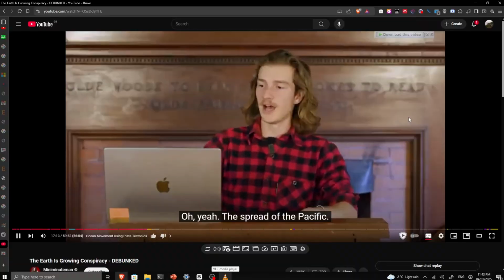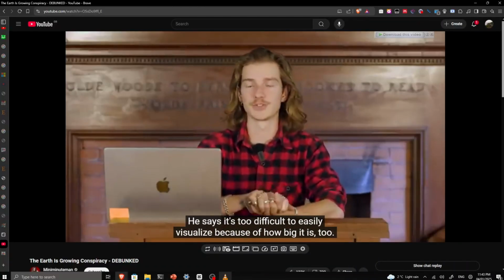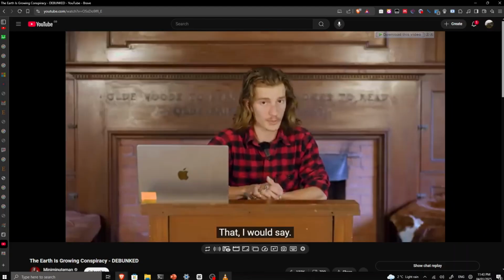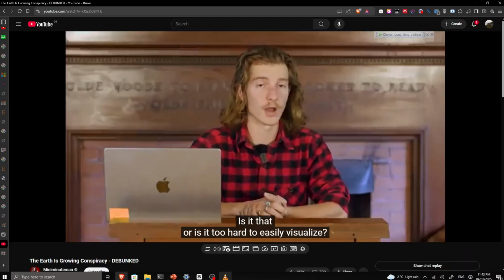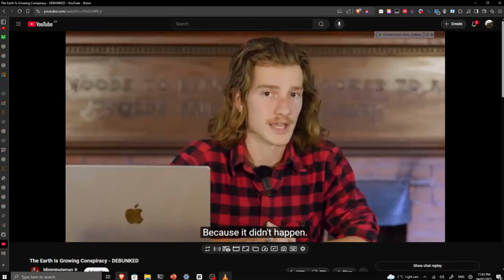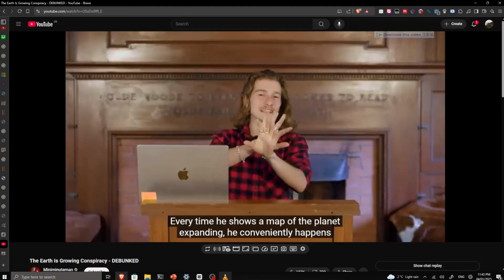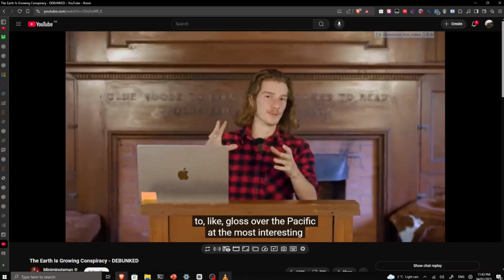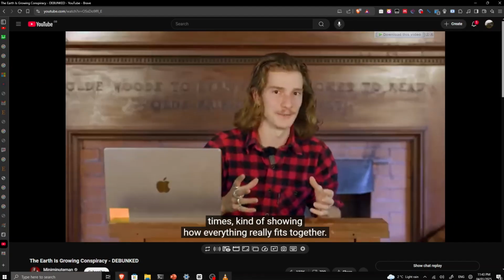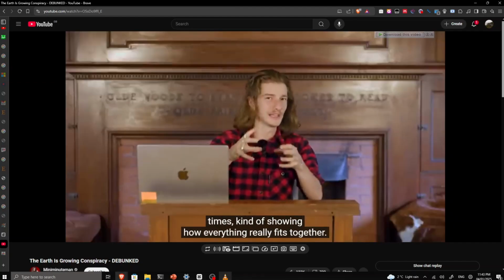Spread of the Pacific. He says it's too difficult to easily visualize because of how big it is. To that, I would say, is it that, or is it too hard to easily visualize because it didn't happen? Every time he shows a map of the planet expanding, he conveniently happens to gloss over the Pacific at the most interesting times, kind of showing how everything really fits together.